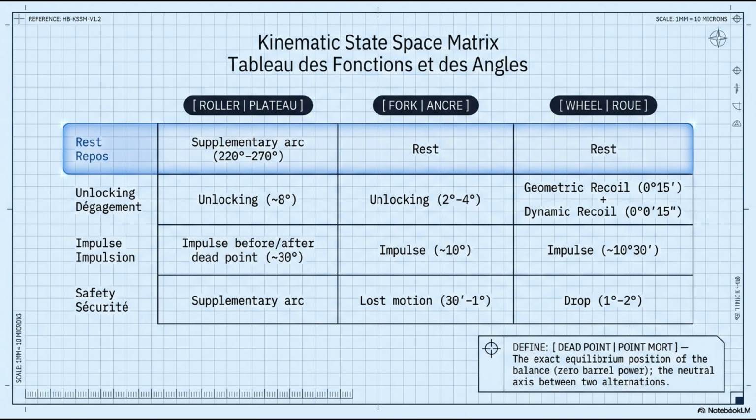Rest phase, row 1. Roller, supplementary arc, 220 to 270 degrees. Fork, rest. Wheel, rest. Everything still. Unlocking, row 2. Roller, approximately 8 degrees. Fork, 2 to 4 degrees. Wheel, geometric recoil of 0 degrees 15 arc minutes, then dynamic recoil of 0 degrees 0 minutes 15 seconds. The escape wheel actually moves backward before advancing. We'll visualize the reason shortly.